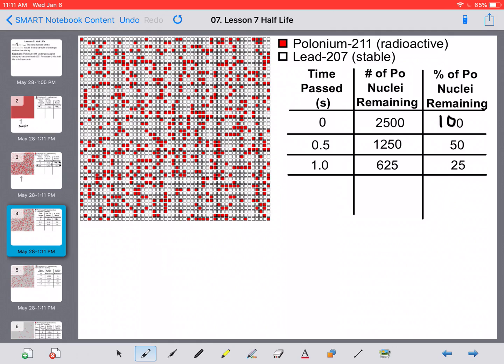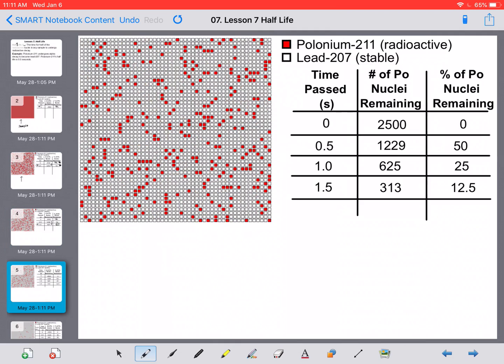So if we wait now for 2 half-lives to go by, so now 1 second has passed, the amount of polonium has halved again. So 625 is half of 1,250, which means that now we only have 25% of the polonium that we started with. And we can do it again. You can look at the chart there.